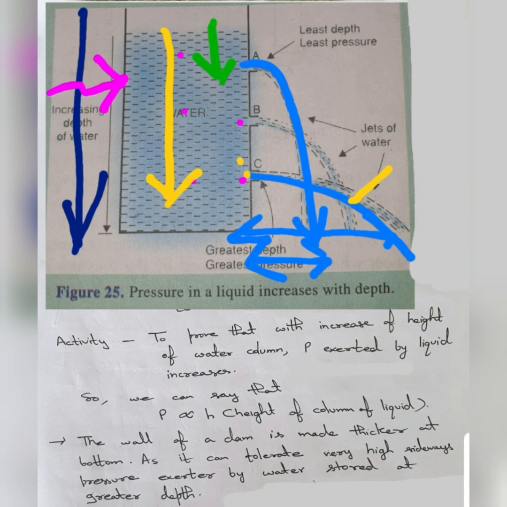So we can say that pressure is directly proportional to the height of the liquid, and we can apply this in the construction of a dam. The wall of a dam is made broad near the bottom, as it will be able to tolerate the very high sideways pressure exerted by the water. So with the increase of depth of water, the pressure exerted by the liquid increases.